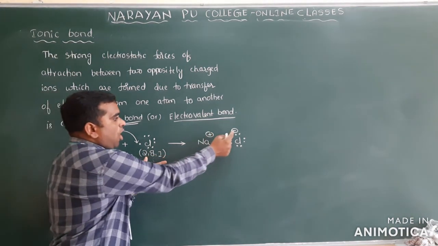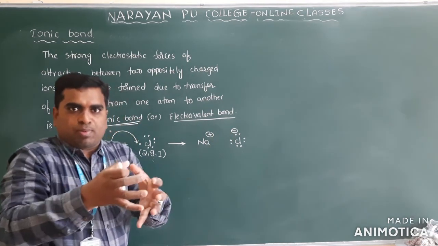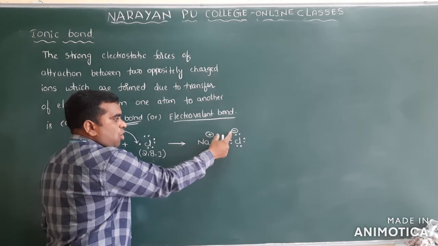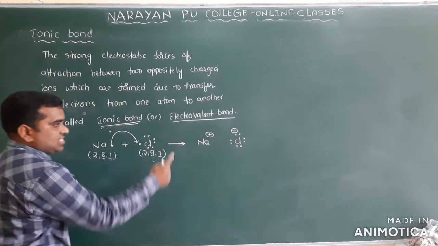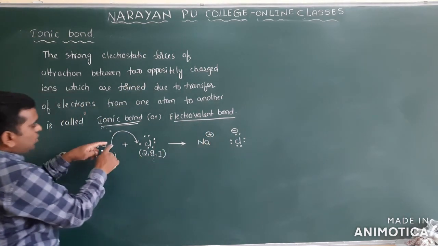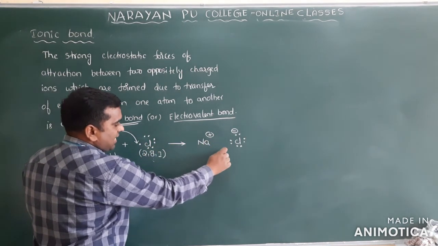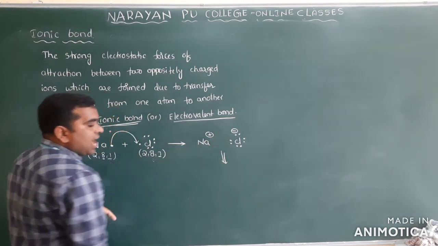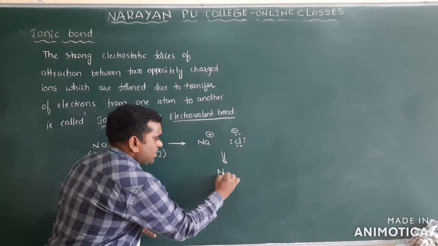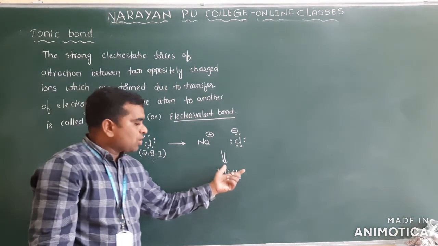The attraction between these oppositely charged ions is a strong electrostatic attraction, formed due to the complete transfer of electrons from one atom to another atom. We call this attraction an ionic bond. There will be strong attractions, and this can simply be written as NaCl. So which bond will be present between sodium and chlorine here?